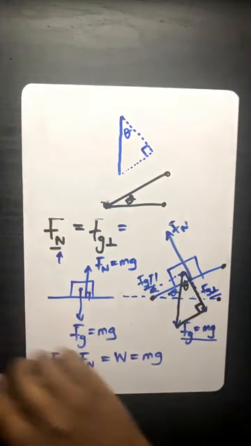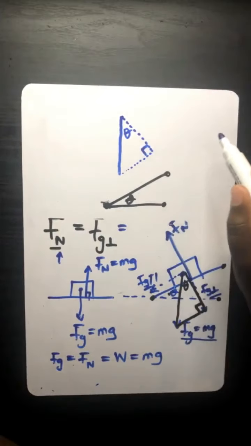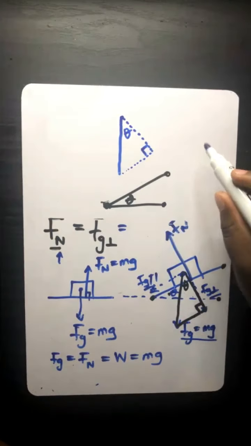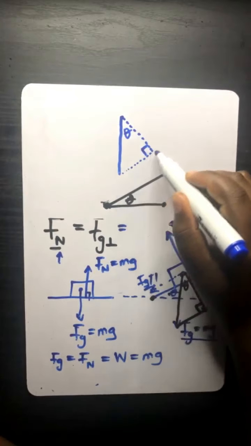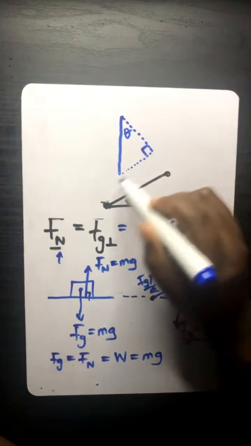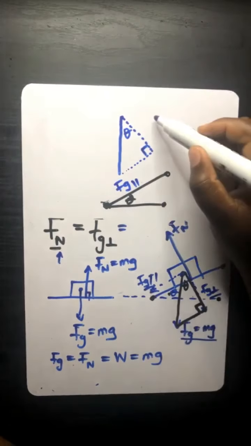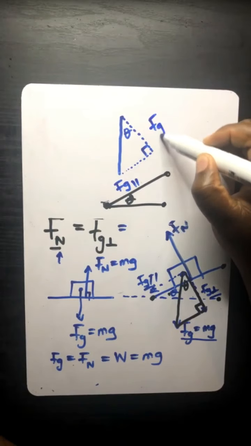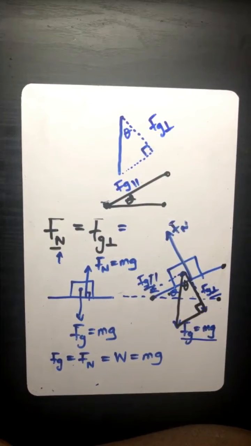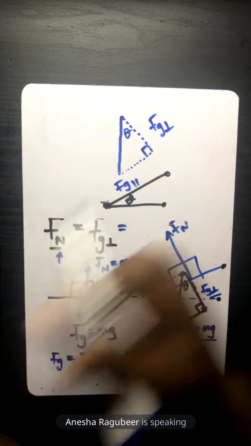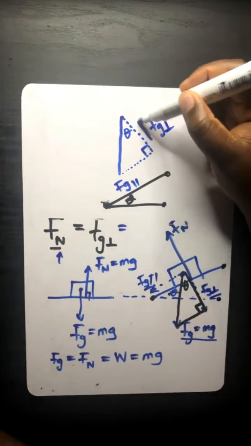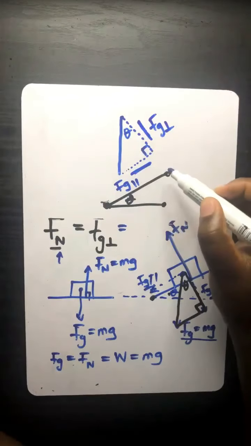So what am I doing, guys? I'm just trying to derive a formula so that you understand where these formulas are coming from. Do you still remember, guys, that this line represents FG parallel, and this one represents FG perpendicular? Do you agree with me on that? Yes, sir. 100%. So this is the adjacent and this is the opposite to that angle.